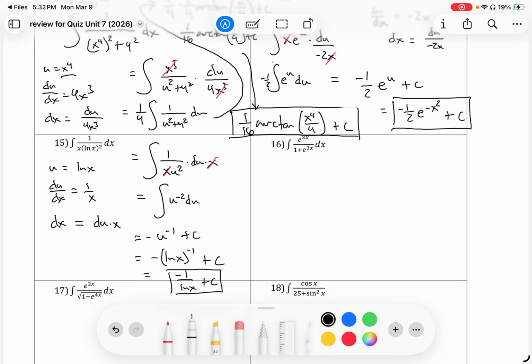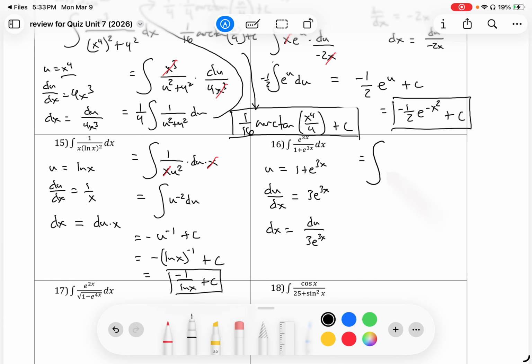This one, since e to the 3x here matches e to the 3x here, I think I can use just simple u substitution. This will be different down here because I have 4x and 2x, so that looks more like an arcsine problem. But if they match, you can probably just use a u substitution where u is going to be your denominator. So if u is 1 plus e to the 3x, then the derivative of u with respect to x is 3 times e to the 3x, using the chain rule. So dx would be du divided by 3e to the 3x.